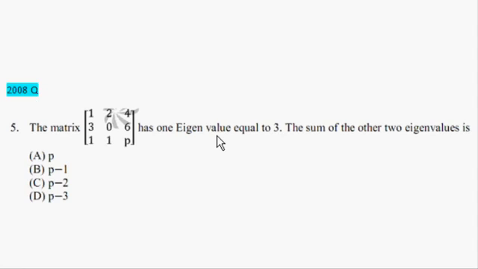The matrix has one eigenvalue 3. The sum of the eigenvalues is equal to the sum of the leading diagonal elements. So 1 plus p is equal to 3 plus lambda 1 plus lambda 2. So lambda 1 plus lambda 2 is equal to 1 plus p minus 3. So p minus 2 is the correct answer. C is the correct answer.